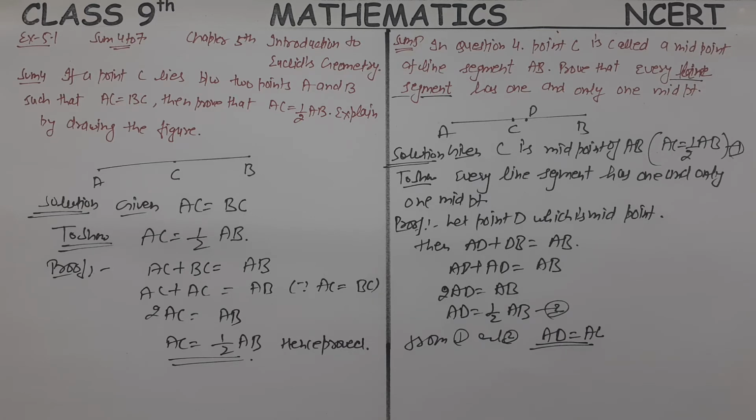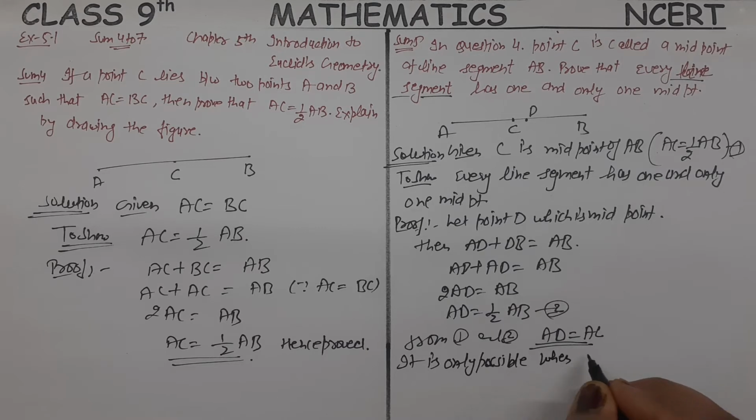If AD is equal to AC, it is only possible when D coincides with C, when D will be on C.